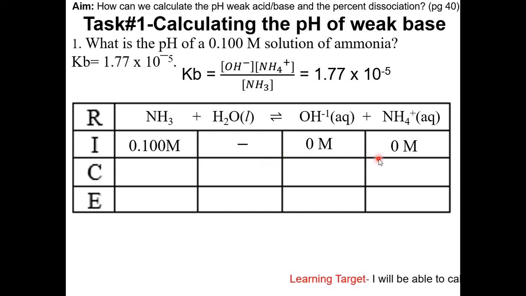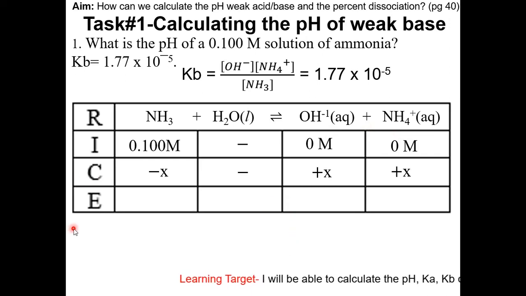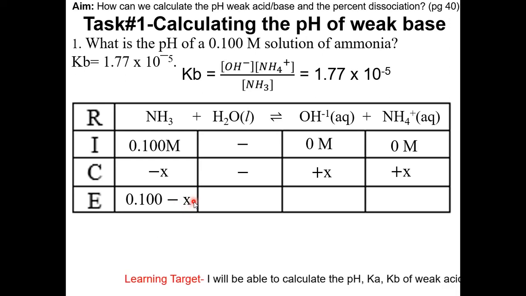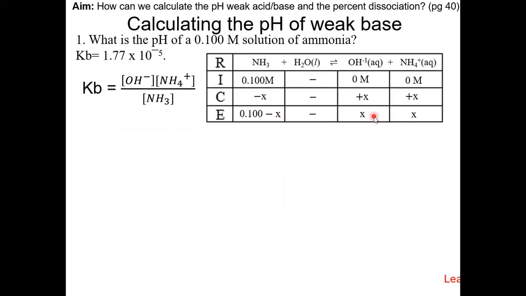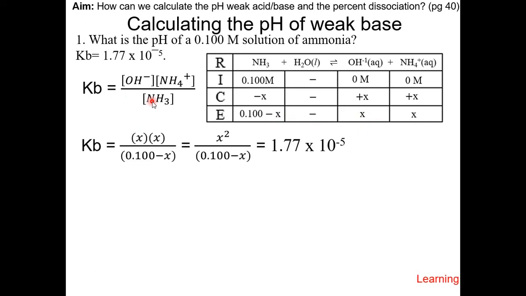Therefore, the change in concentration of NH3 will be minus X, and the change in concentration for the products will be plus X each. The equilibrium concentration for NH3 will be 0.1 minus X. The equilibrium concentration for each of the products will be X. To solve for the value of X, we're going to plug the equilibrium concentrations into the Kb expression. We're going to use the 5% rule to avoid using the quadratic equation.